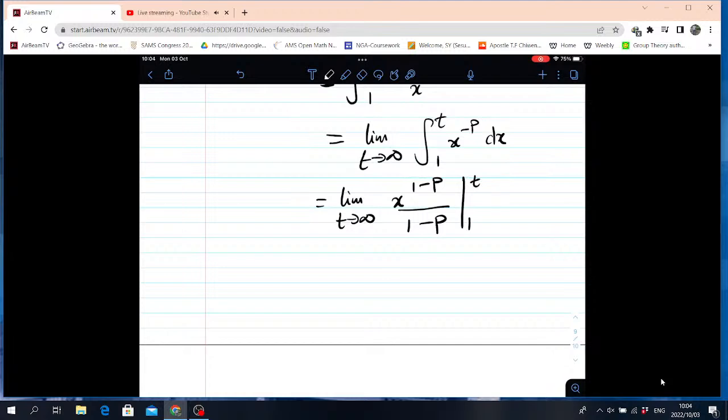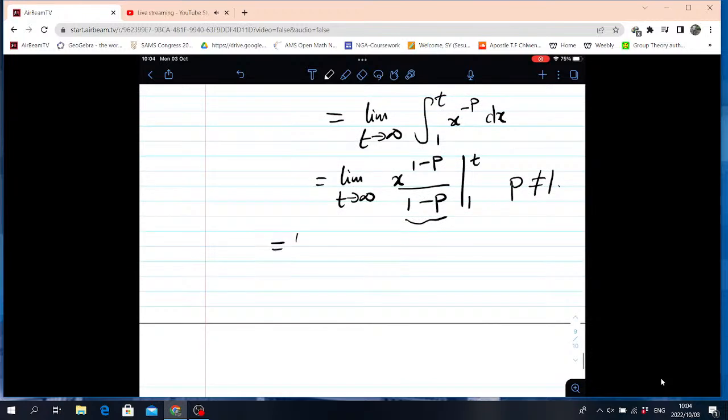And remember, in this case we can divide by this value because p is not equal to 1, so there's no problem there. We are not going to get something over 0. And then we say limit as t tends to infinity. If we evaluate, we get t to the 1 minus p over 1 minus p, minus 1 to the 1 minus p over 1 minus p. Sorry, not p minus 1, 1 minus p.